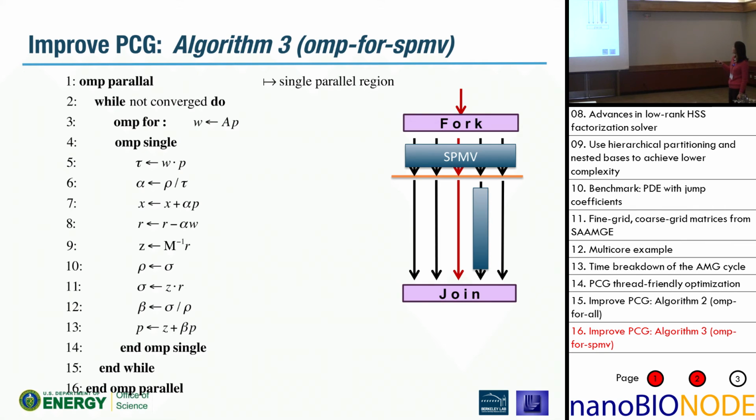And the last algorithm I'll show is this one. We still have one fork join region, and we do only SPMV parallel. But the rest, these operations, they are relatively small. We just let one thread do it, so it's OMP single. The interesting thing is we have discovered that for this operation, if you use all threads to do parallel compared to one thread, actually this version is slightly better.